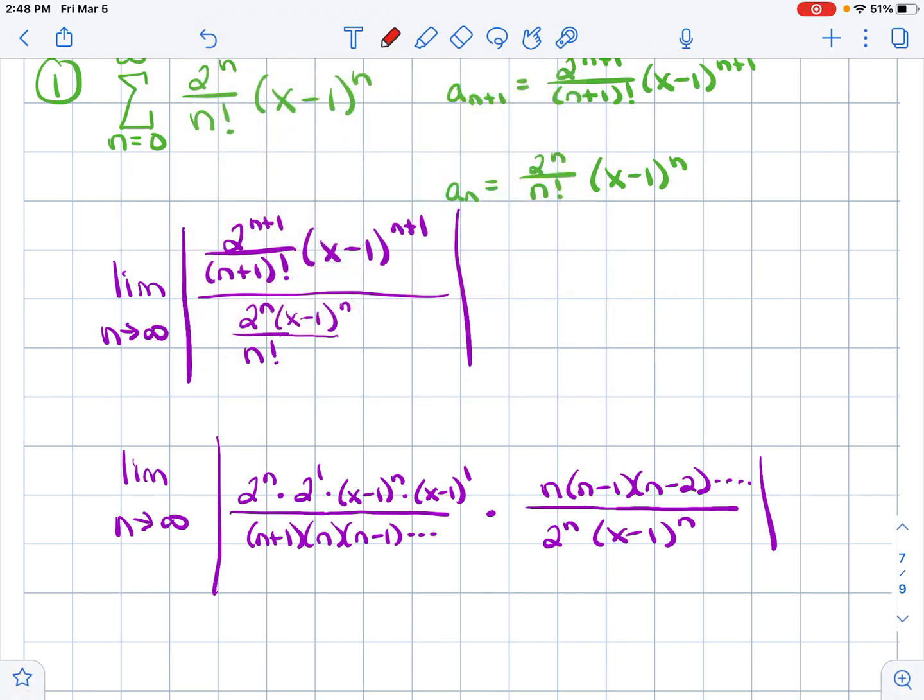The reason why this is all helpful to simplify it like I did is because now you can see that things are going to start to cancel out. For example, this 2 to the n and that 2 to the n cancel each other out. X minus 1 to the n and x minus 1 to the n cancel each other out. This n cancels with that, which cancels with that, which cancels with everything else after it.